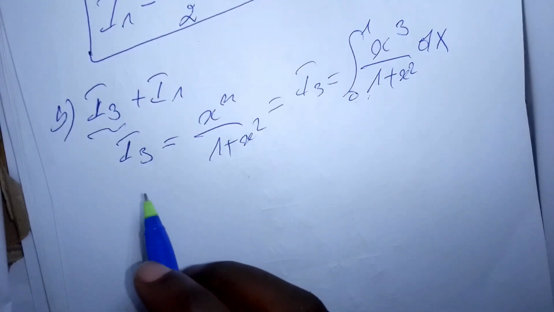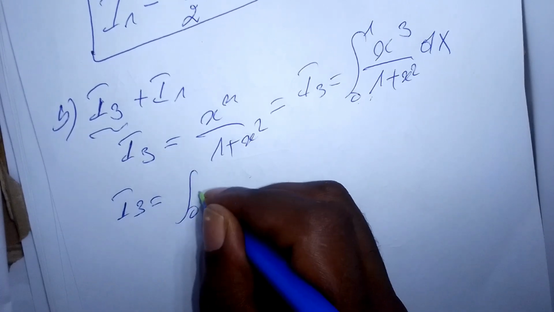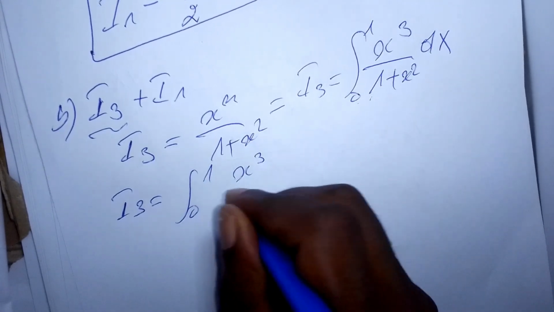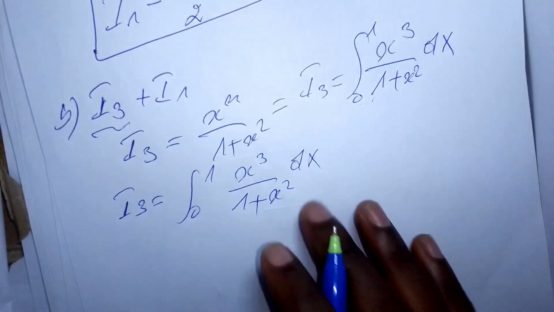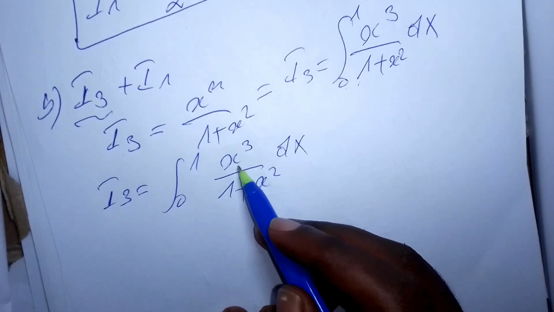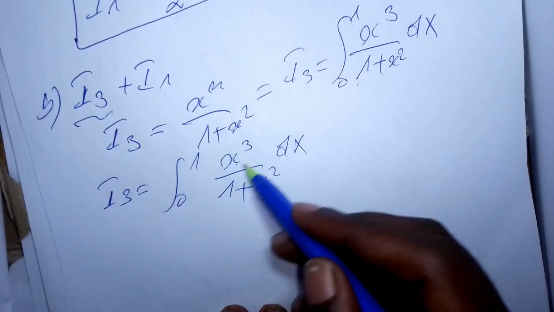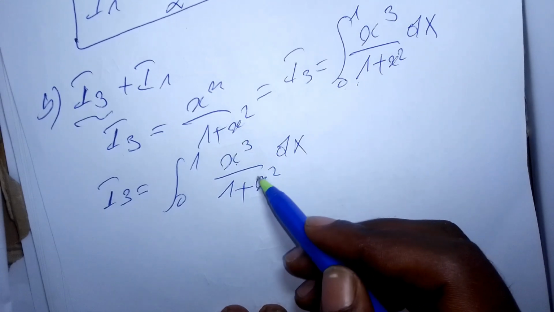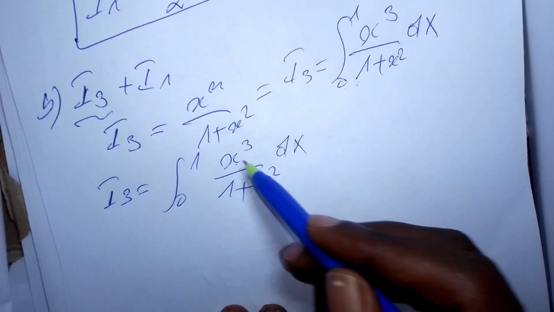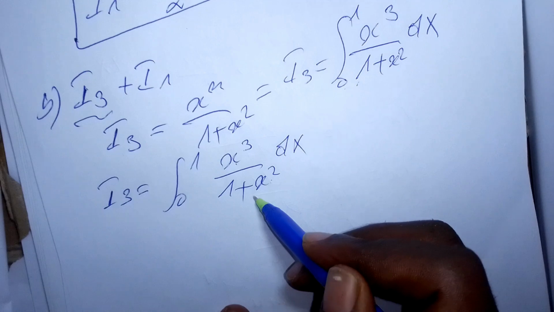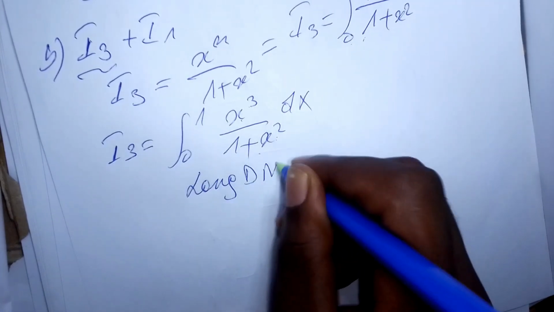So what we are going to do here, we are going to find the integral from 0 to 1 of x cubed over 1 plus x square dx. What we are going to do here, we are going to reduce, because this x cubed is greater than this x square, so we have a numerator which is greater than the denominator, so we are going to use long division.